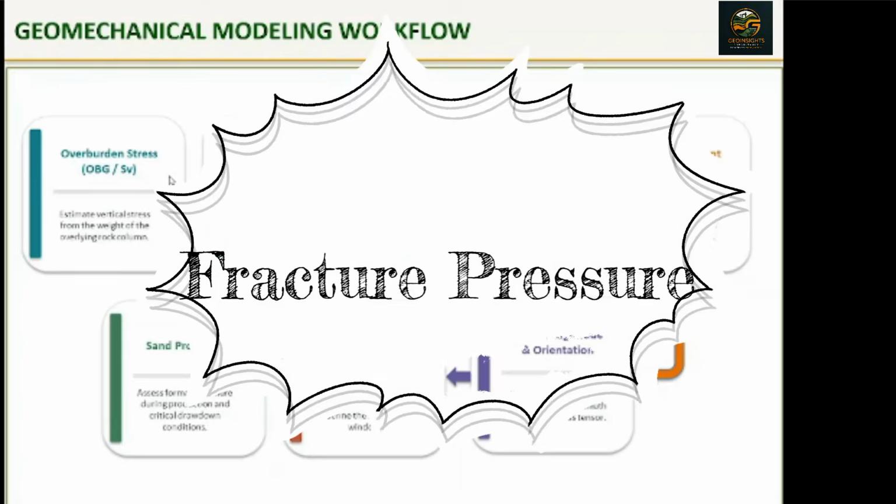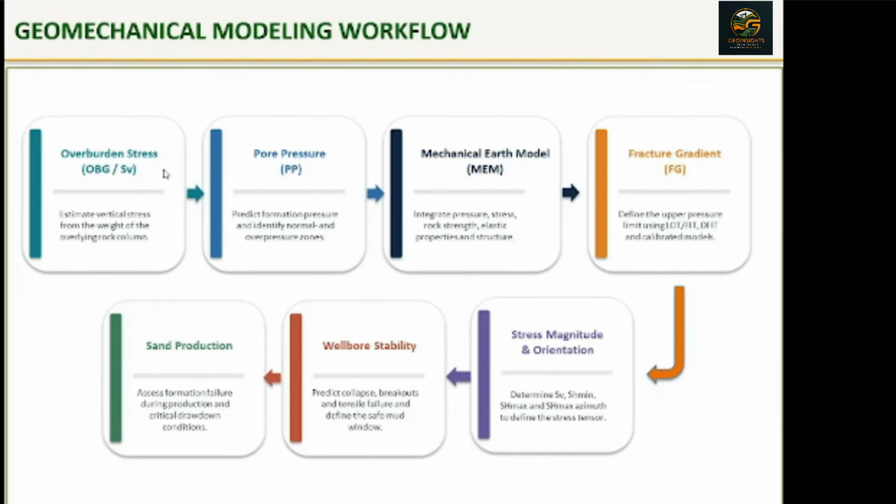The next step is to calculate the fracture gradient. Again, at each step, you have to use all of the previous data to calculate. So for the fracture gradient, we're going to use the pore pressure, the vertical stress, and the Poisson's ratio from the mechanical earth model, assuming that we will use the Eaton equation.